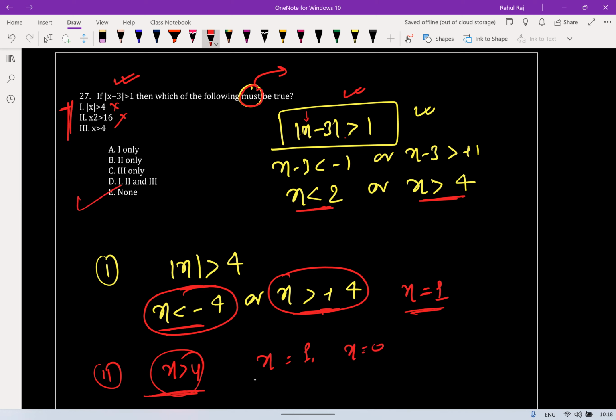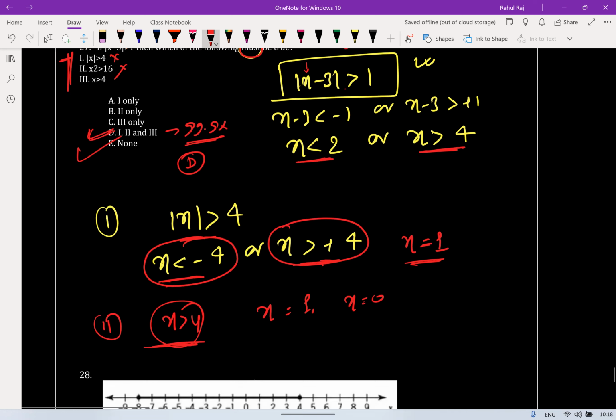A lot of people go for D. 99%, 99.9% of people will mark answer D. This is a little bit tricky, so let's come back to this and do it properly again, once you think about it. In the next class we can discuss this for sure.